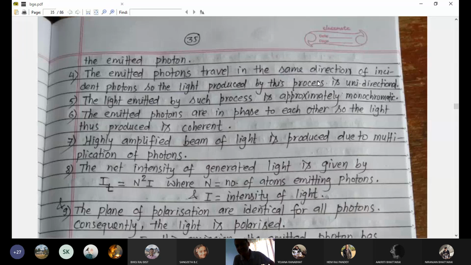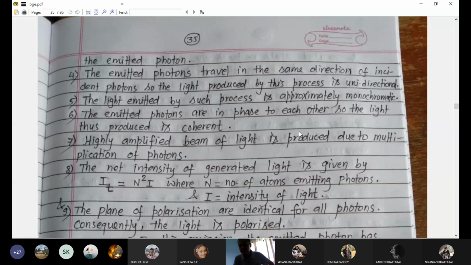So you can say by stimulated emission, laser light can be produced, because by stimulated emission, unidirectional light is produced. And the light emitted by such a process is approximately monochromatic. If the light is approximately monochromatic, then that is also an important characteristic of laser light, isn't it? That is monochromaticity. And a highly amplified beam of light is produced because all the emitted photons move in the same direction.